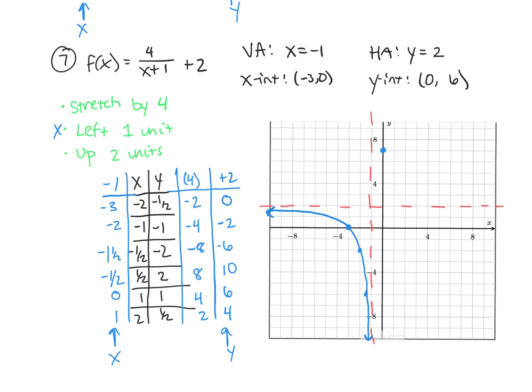When we do our next set of points, we have (-1/2, 10), which goes a bit off this graph, so like there-ish. We have (0, 6), which we already have, and (1, 4). Can we graph it? It looks something like this. Get really close to our asymptotes. So there you have it.